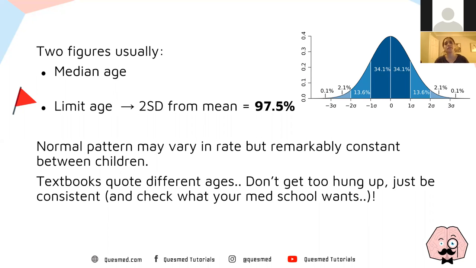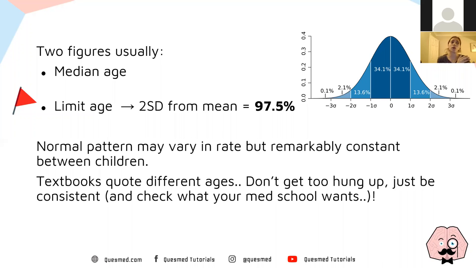But then the other really important figures to remember are the limit ages. When we talk about limit ages, we're talking about standard deviations from the mean. So the limit age is within two standard deviations from the mean, which means that by that age, we expect 97.5% of children to have achieved that milestone. And in a way, it is a lot more useful than just talking about median ages, because children will hit these milestones at different ages, at different rates.